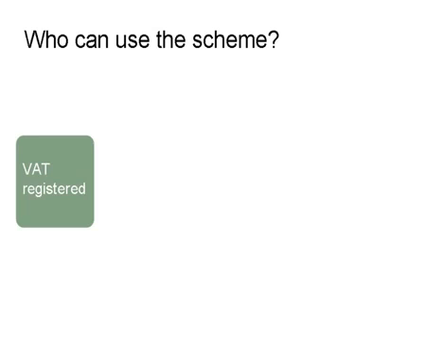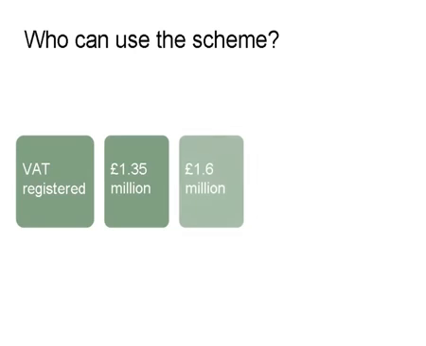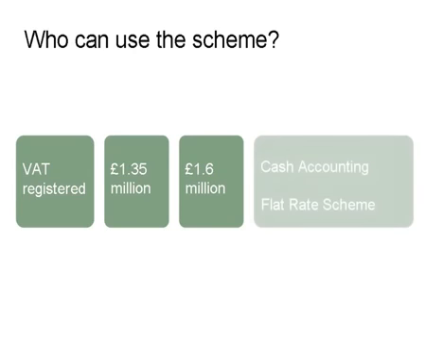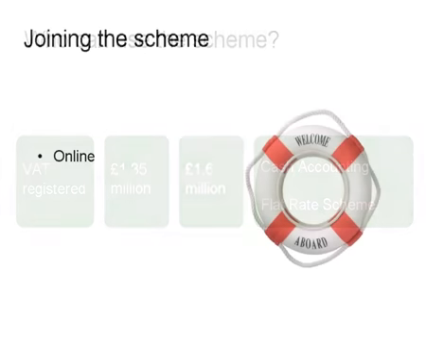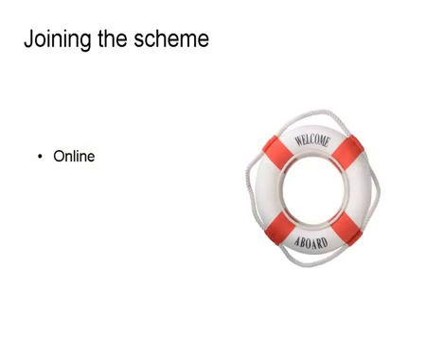You can use the scheme if your business is registered for VAT, and if your estimated VAT taxable turnover during the 12 months is not more than £1.35 million. You can continue to use the scheme until your turnover goes above £1.6 million. The annual accounting scheme can be used together with the cash accounting scheme or the flat rate scheme. You can join the scheme online when you register for VAT, or by post by completing form VAT 600.